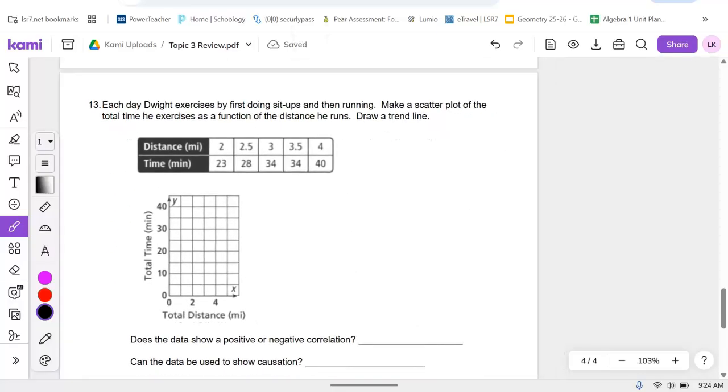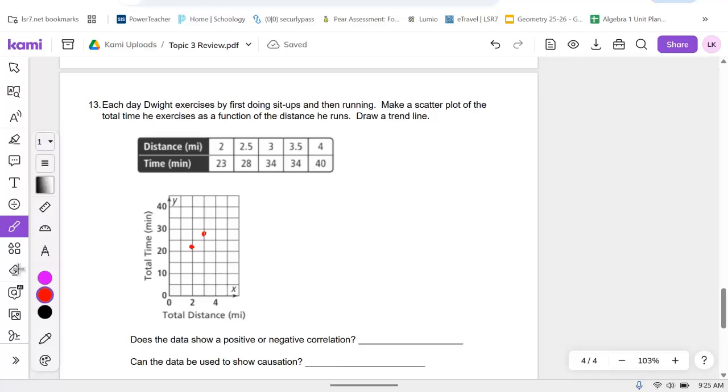Okay, so each day Dwight exercises by first doing sit-ups and then running. Make a scatter plot of the total time he exercises as a function of the distance he runs. Draw a trend line. So the first thing I'm going to do is I'm just going to graph this. So at 2 miles, it's taken him 23 minutes. At 2.5 miles, it's 28 minutes.